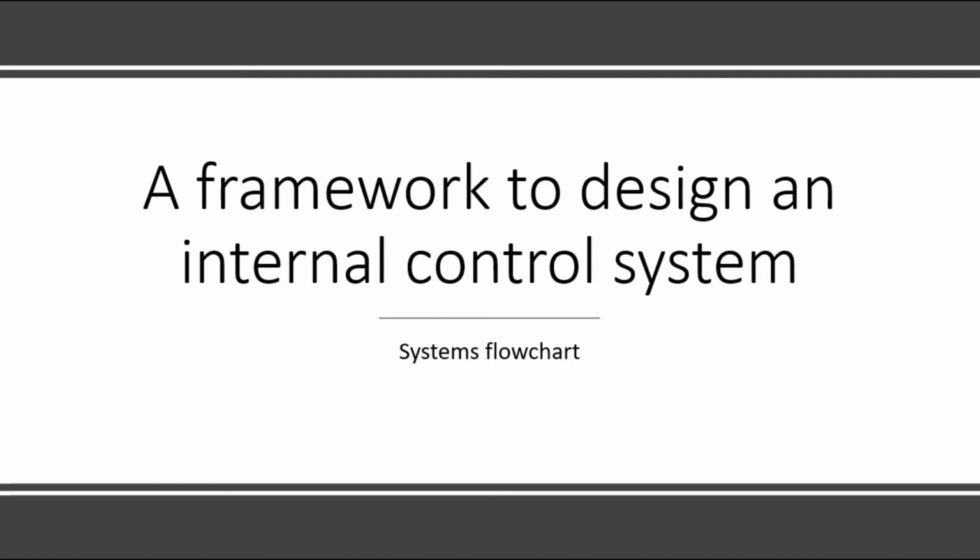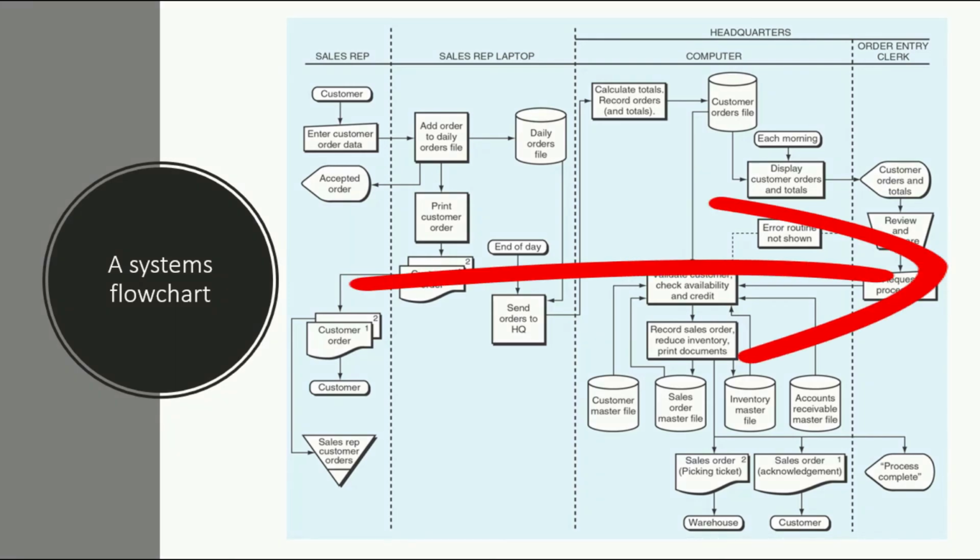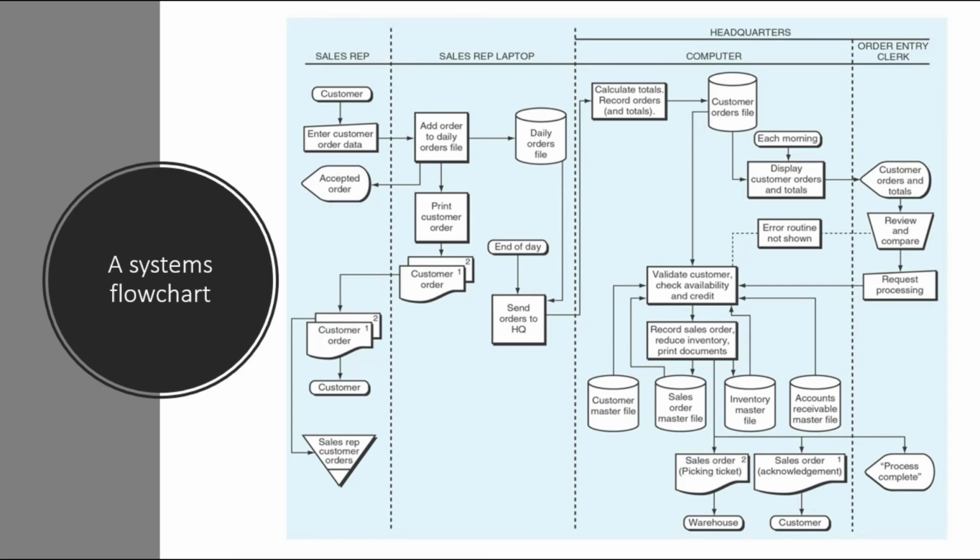A framework to design an internal control system. When designing an internal control system, system flowcharts help, because they show the process flows, and the process flows will enable the enterprise to identify where and what type of internal controls should be placed to control those processes and events according to the policies and procedures of the enterprise.